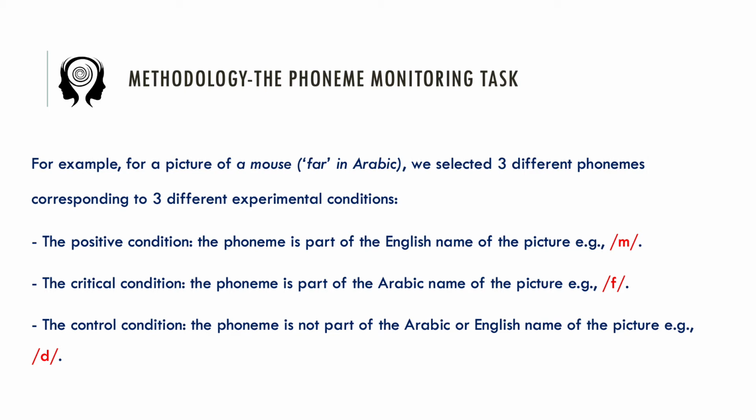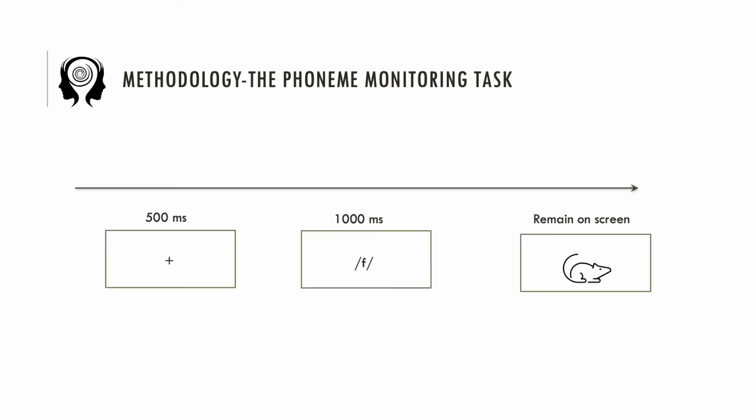Whereas if the L1, the Arabic, is not activated, the naming latencies should not be different from the control condition, as both of them should be a negative answer. On each trial, participants were first presented with a fixation sign for 500 milliseconds at the center of the screen, and then this was replaced by an English target phoneme, which remained for 1000 milliseconds at the center of the screen. Then the phoneme was replaced by a picture of an object, a mouse in this example, and the picture remained on the screen until the participant made a response.